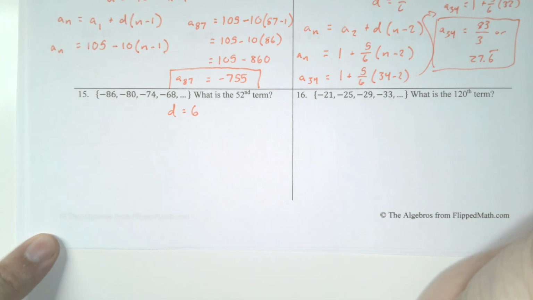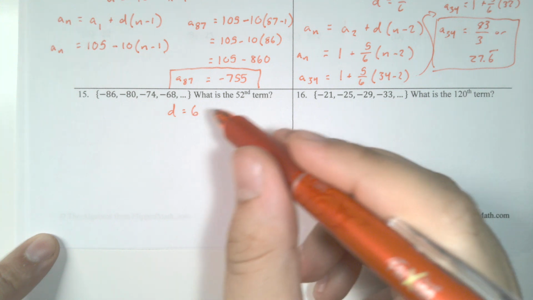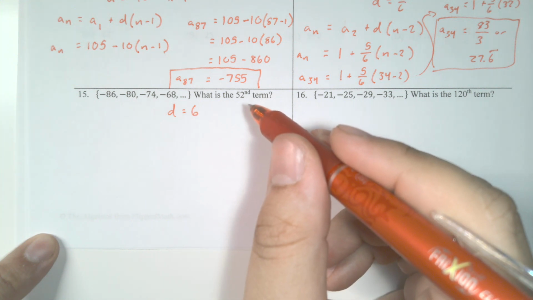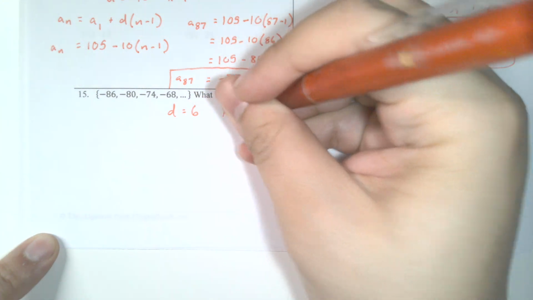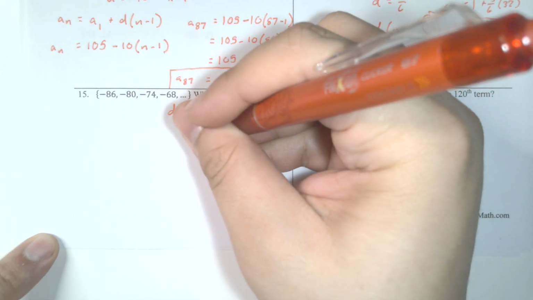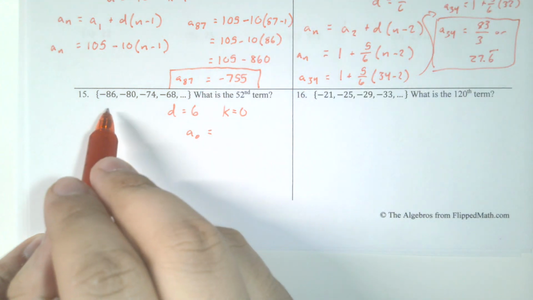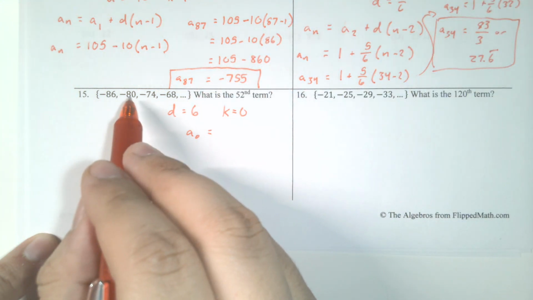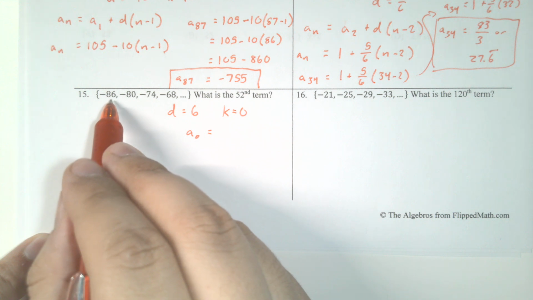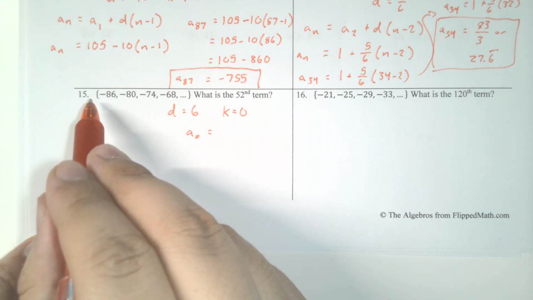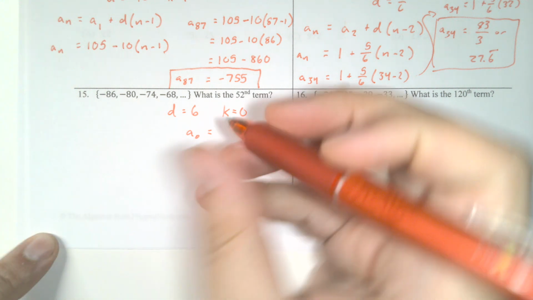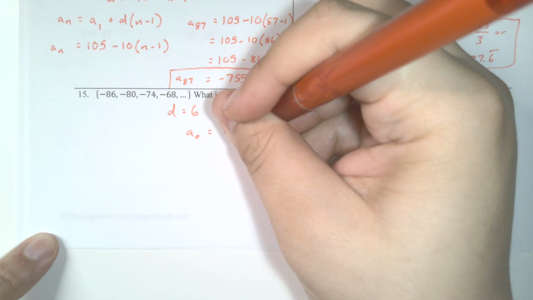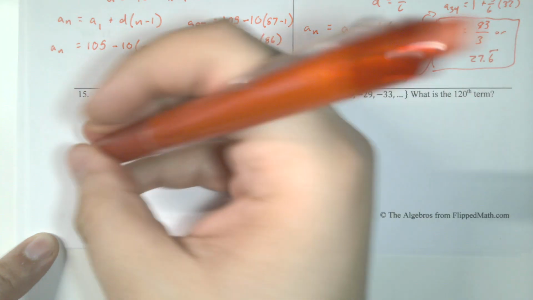Now, let's see what we have. For the 52nd term, let's use a sub 0. So let's set k equal to 0. First, we have to figure out what is a sub 0 equal to. Okay, so if we're adding 6 every time to get to the next term, then we need to subtract 6 to get to the previous term. So negative 86 minus 6 is going to be negative 92.